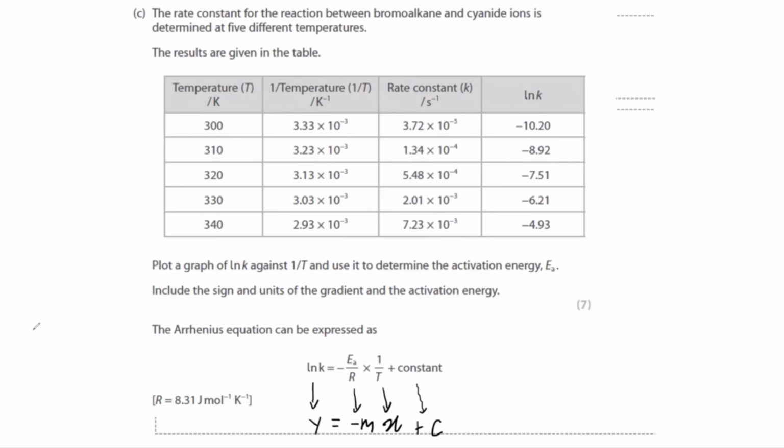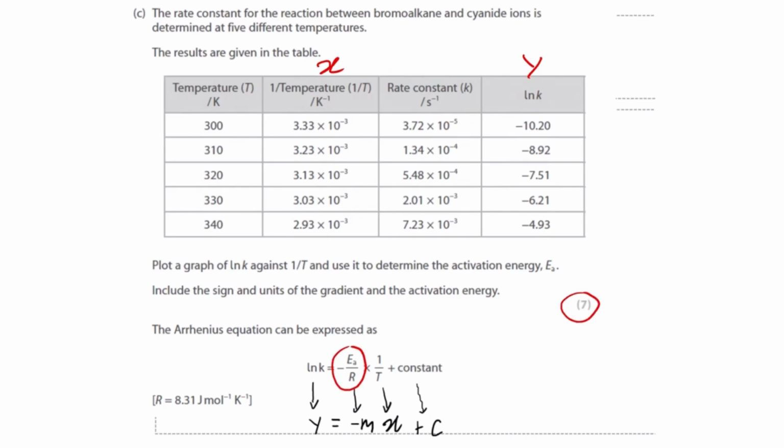So 1 over T is the x-axis, and it is given here. Y is the ln k value, which is given here. Now they are asking, plot a graph of ln k against 1 over T and use it to determine the activation energy. We know how to find the activation energy: the gradient is minus E over R. Can you see? You get 7 marks for this question. It's a very important question.